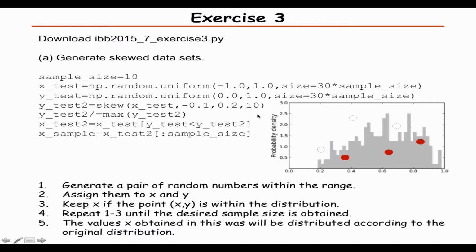So this is what we do here: we have the two random x and y, uniformly distributed. Then we calculate this y test 2 from the skew function, and we just normalize it so that it's between 0 and 1, and then we see if it's smaller. So this is the test whether it's inside the distribution or not. And then we just limit it to our sample size. So that's how this general procedure goes. So now we have a skewed random data set.